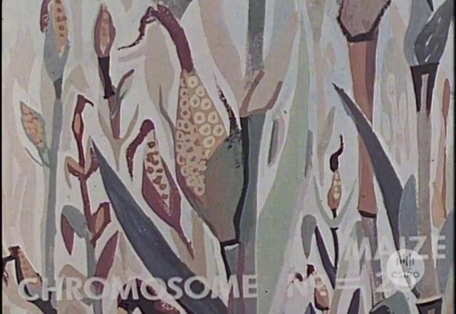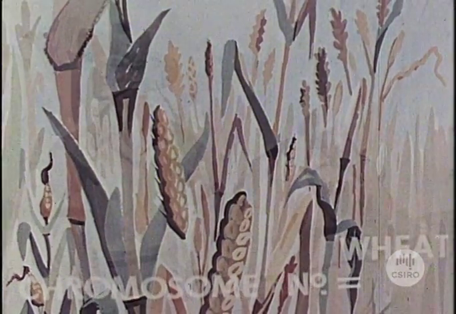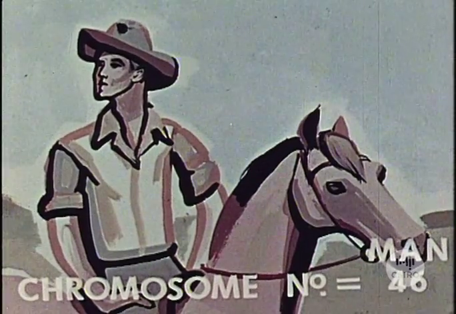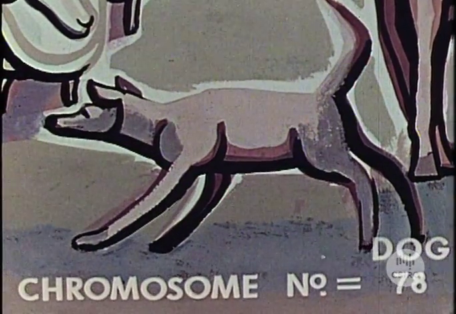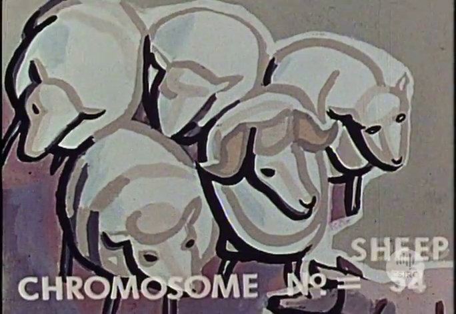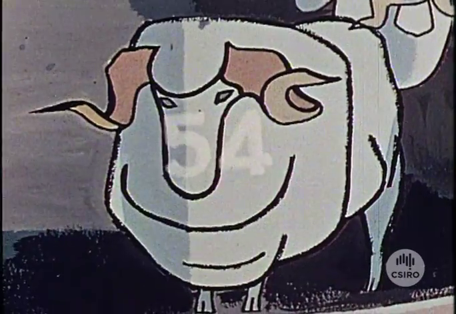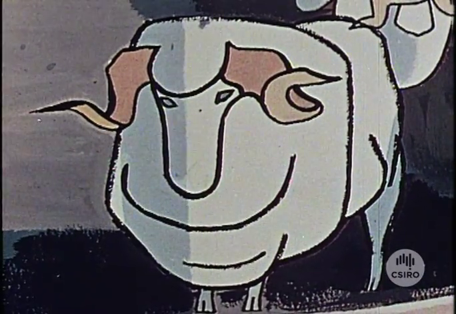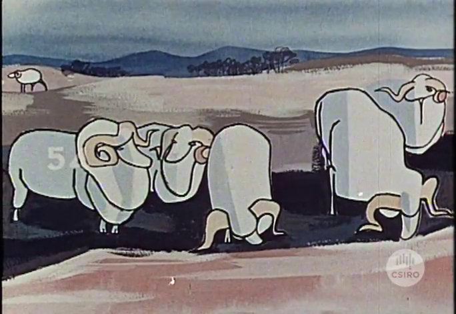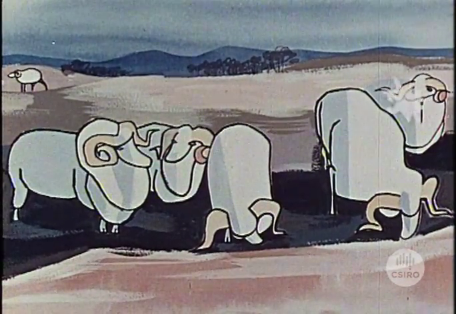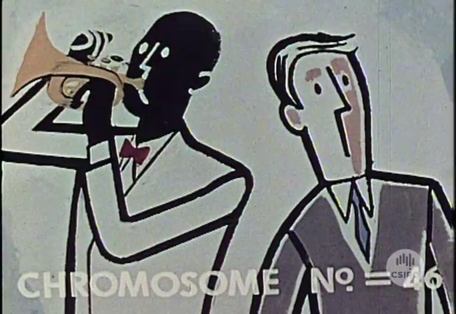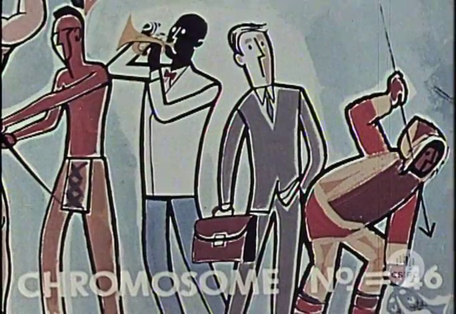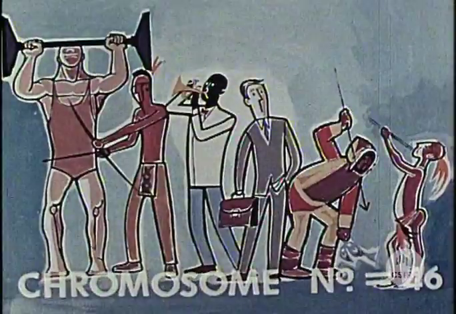Maize has a chromosome number of 20. Wheat has 42. The chromosome number is 46 for man, 66 for horses. Dogs, 78. And sheep, 54. Usually, the chromosome number is the same for all cells of a body and for all individuals of a species. Man has a chromosome number of 46, whether he's black or white, Indian or Eskimo, giant or pygmy.